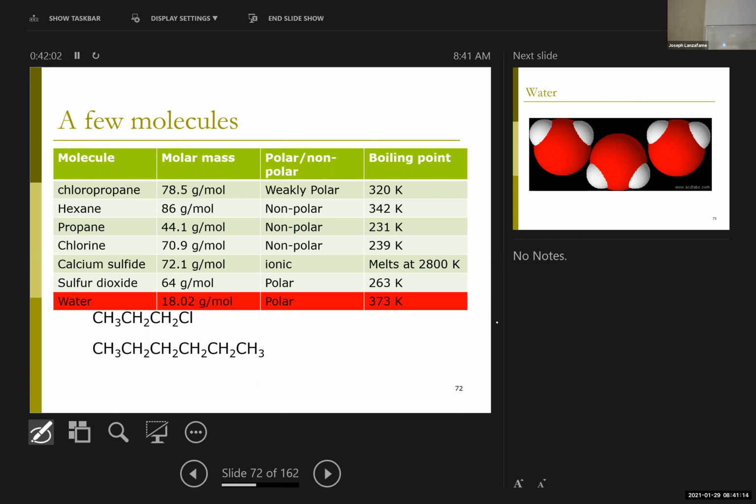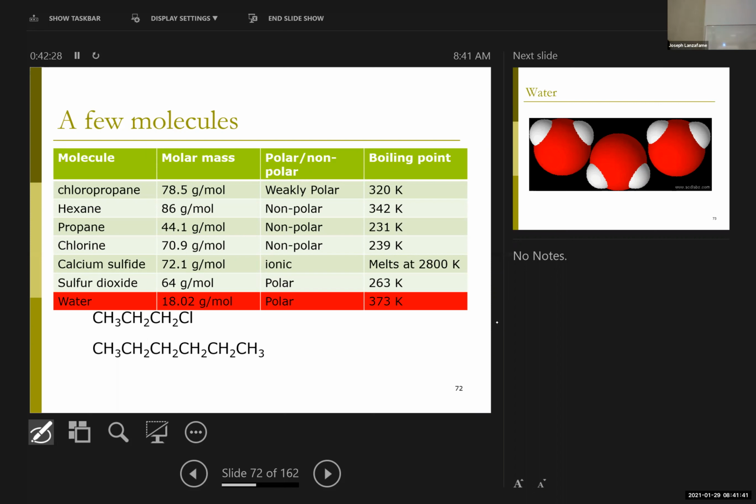Again, water hydrogen bonds. And if you compare it to its much bigger friends here in the table, you can see how big an effect the hydrogen bonding has. Water boils at 373 Kelvin. It's actually the highest molecule in that table except for the ionic one, even though it is by far the smallest one.